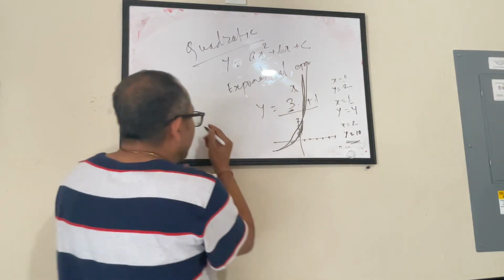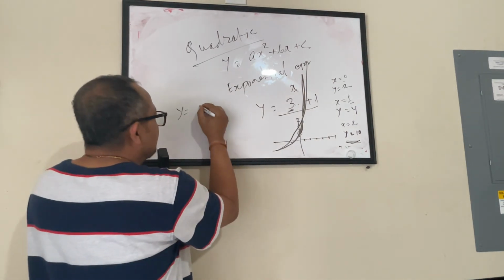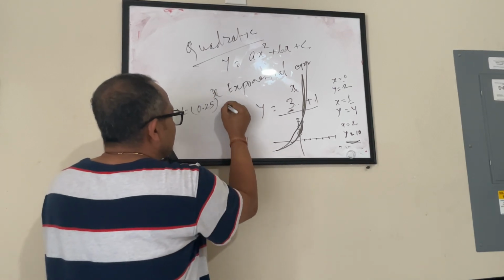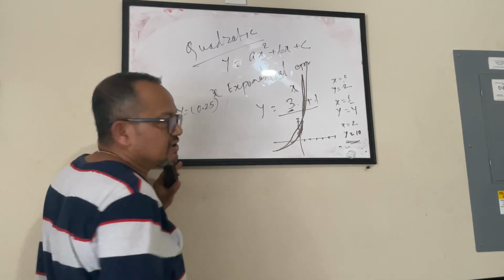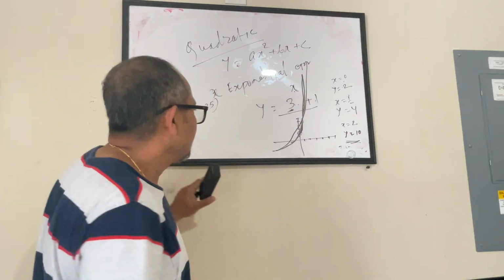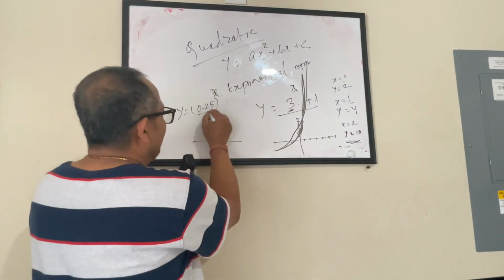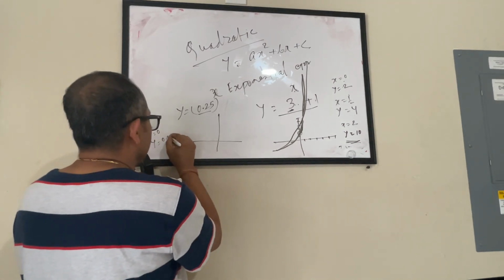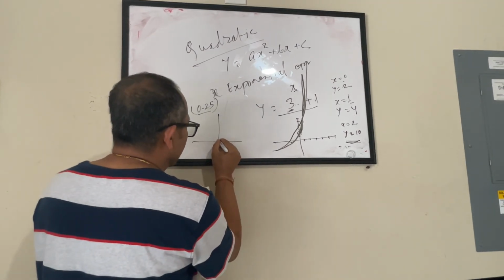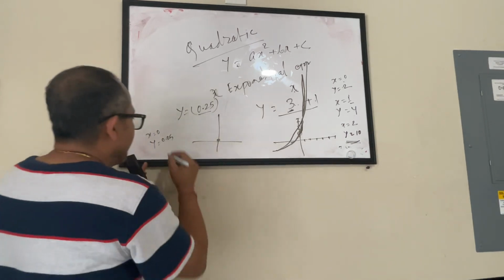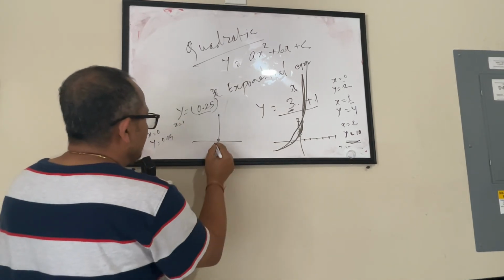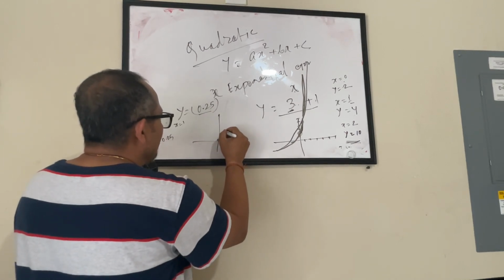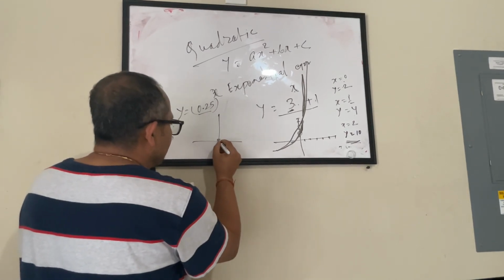Imagine if you had an equation like this, y equals 0.25 to the power x, let's say only this much. What will happen? When x equals 0, y is equal to 0.25. When x equals 1, y equals 0.25.